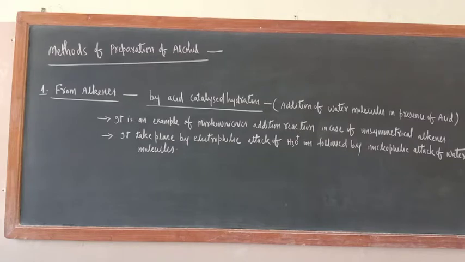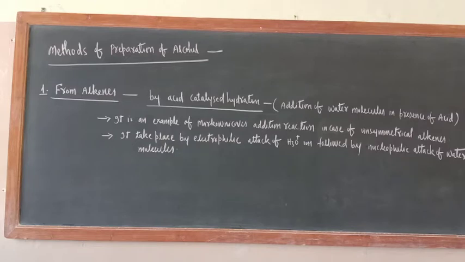But right now, alkene will be reacting with water molecules resulting in the formation of alcohol. So addition of water molecules is one thing. Second, this reaction is an example of Markovnikov's addition reaction in case of unsymmetrical alkene. If it is a symmetrical alkene, then there is no issue. If it is an unsymmetrical alkene, then it should follow Markovnikov addition.